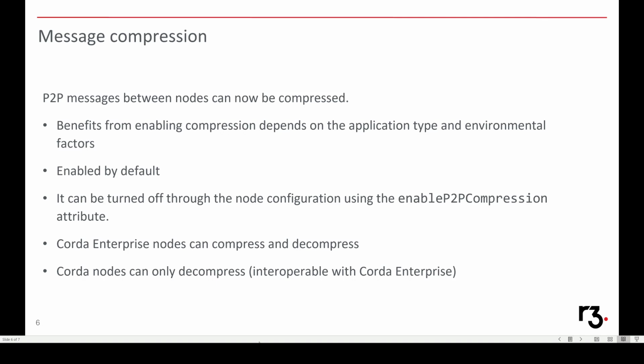Great. And one last important thing to note, as you can see on the slides, is that Corda Enterprise nodes can compress and decompress, so they get the full benefit of the compression performance improvement which we've added. But Corda open source nodes can only decompress traffic, which means that they can interoperate with Corda Enterprise nodes without any problem. But the Corda open source nodes operating alone will not gain the full performance benefit.